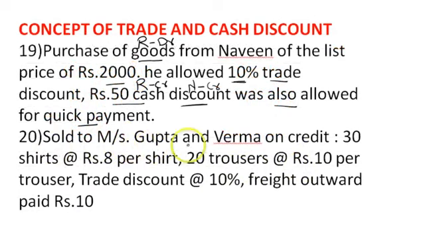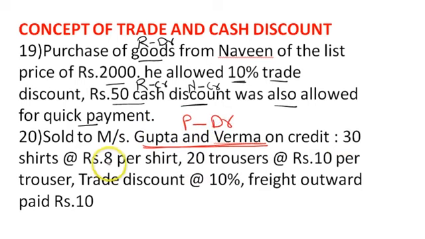Sold goods to Gupta and Verma on credit. So here the transaction is a credit transaction, so we need to remember the person. Remember very well, either we purchase or sell, whenever there is a credit transaction, we remember the person. So Gupta and Verma, we have sold goods. So personal account, debit the receiver.